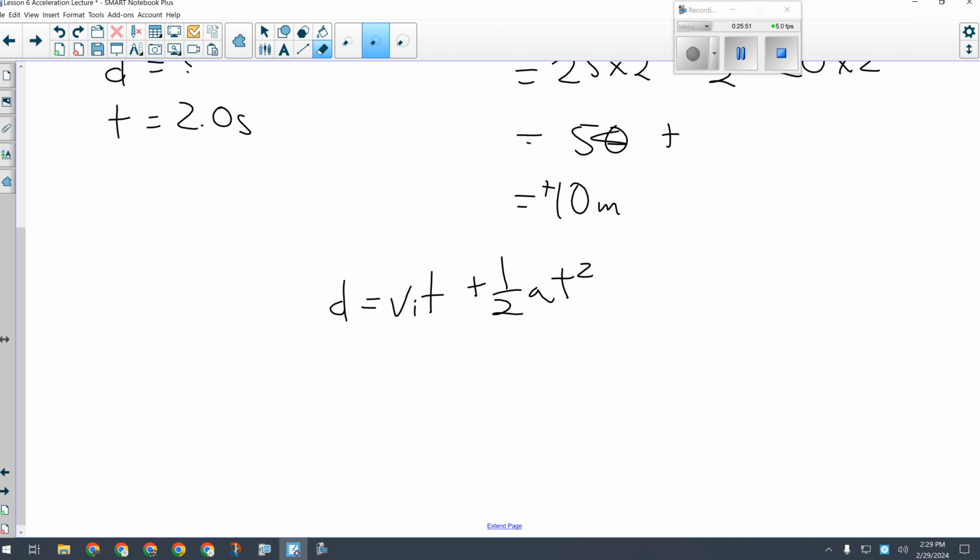What's 0 times T? 0. So if VI is 0, that whole part of the formula goes away. Now T is only in one place, and you can solve for it, right? You would solve for it by dividing both sides by half of A, and then square rooting so that T is by itself. Okay? So with that formula, you won't have to solve for T unless VI is 0.